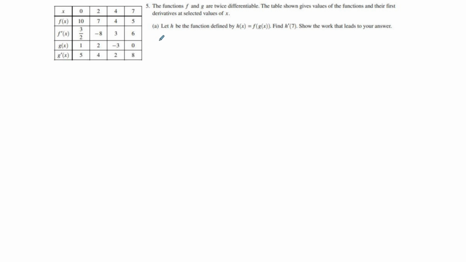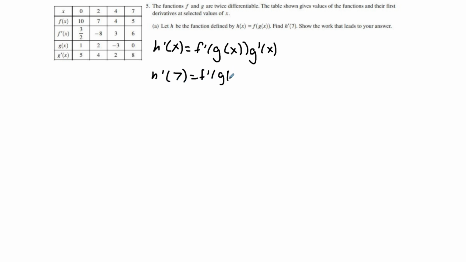It might be another table question where you kind of have to do chain rule. Okay, and so for this one, we have h prime of 7. Well, h prime of x equals f prime of g of x times g prime of x. This is the definition of the chain rule. Okay, so h prime of 7 equals f prime of g of 7 times g prime of 7. Well, actually, let's go left to right. So what is g of 7? Well, g of 7 is 0.